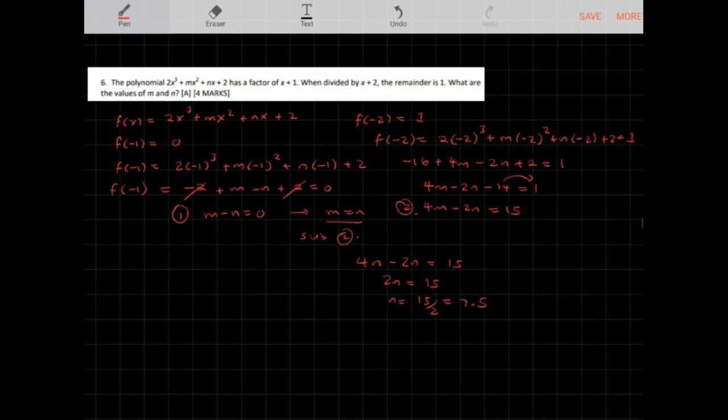If you want to solve for m, you just plug this in. So I'm going to substitute this into equation 1. But we know that m is equal to n, so m should also be 7.5. Okay, so m is 7.5, n is 7.5 as well. Okay, so those are our solutions for m and n.